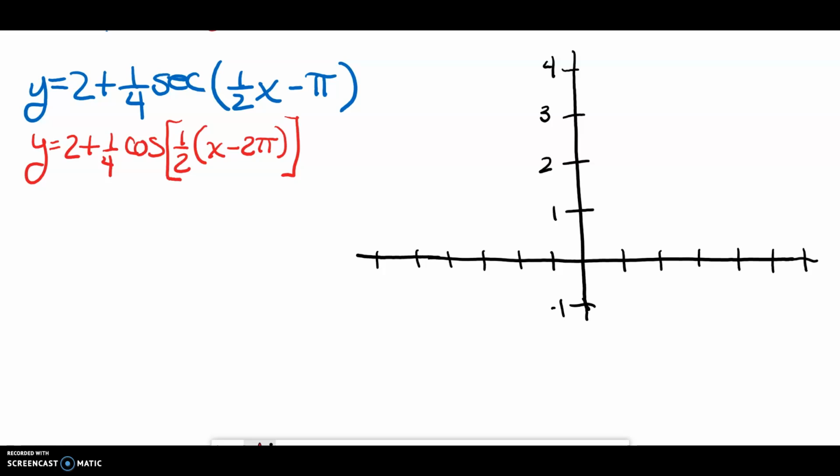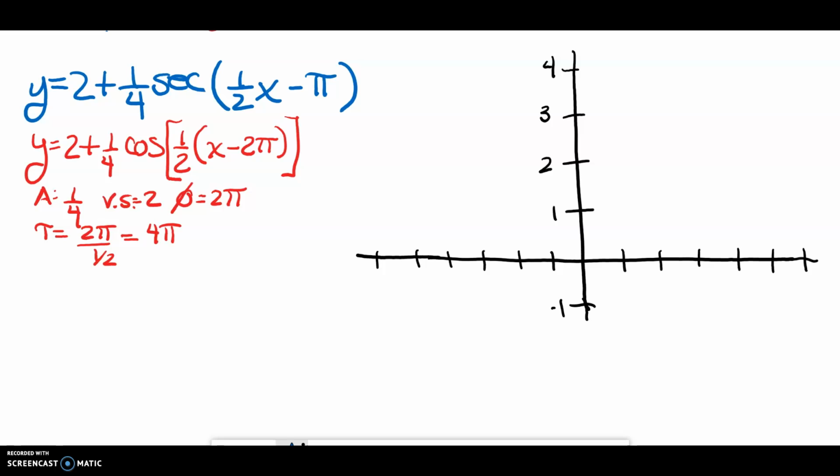Okay, so I know for this graph, I have an amplitude of 1/4. I have a vertical shift of 2. I know I have a phase shift of 2 pi. And then my period here is going to be 2 pi over 1/2, or 4 pi.